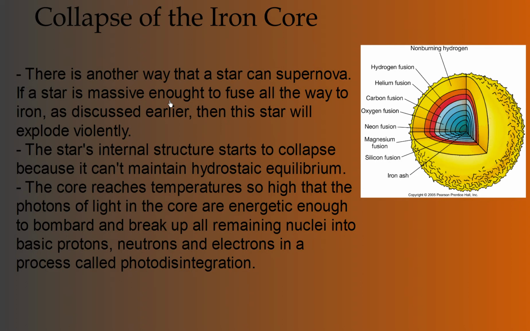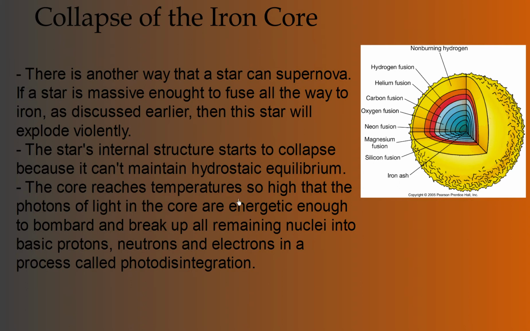The other way that a star can explode is through a collapsing of the iron core. If a star is massive enough, and we saw this picture before, massive enough to fuse all the way to iron, then the star will explode violently. The star's internal structure starts to collapse. As we talked about earlier, through normal fusion processes, iron is the limit. It's the most stable, so it can't fuse together into anything heavier. So the star's internal structure starts to collapse from gravity, and hydrostatic equilibrium is not maintained.